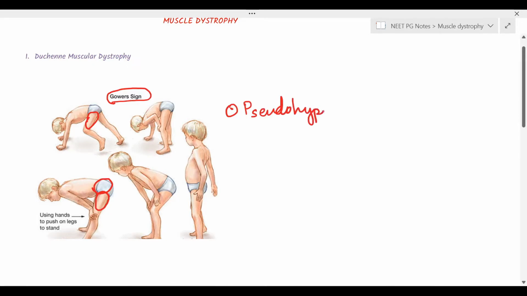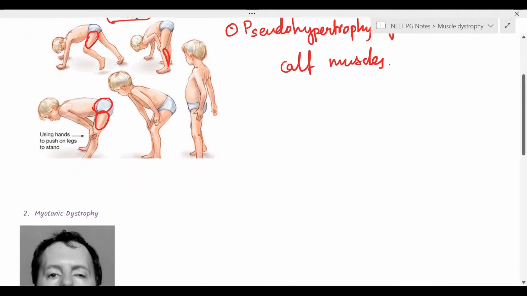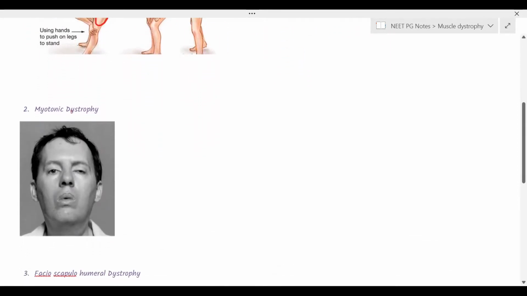So what happens in this one? Here the calf muscles will be hypertrophied, right? So those are the two findings that you are seeing in Duchenne muscular dystrophy. Fine. Then we'll move on to myotonic dystrophy.